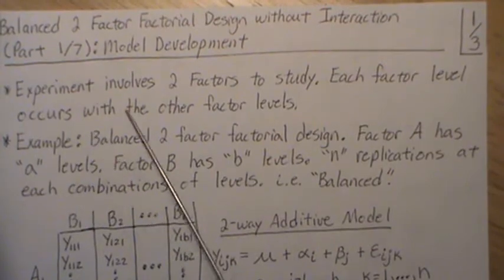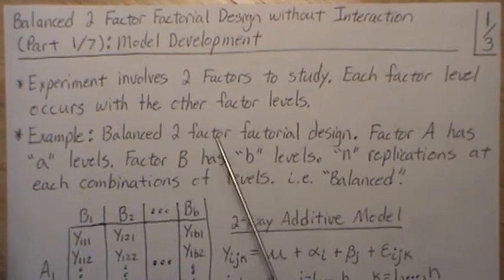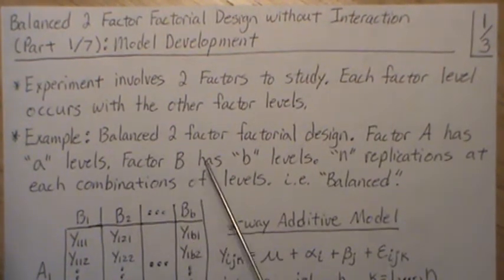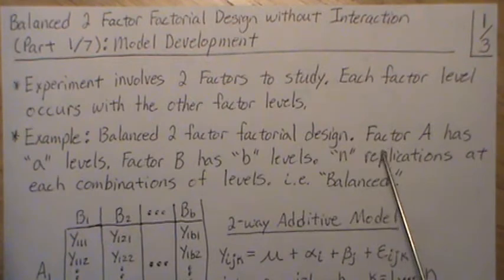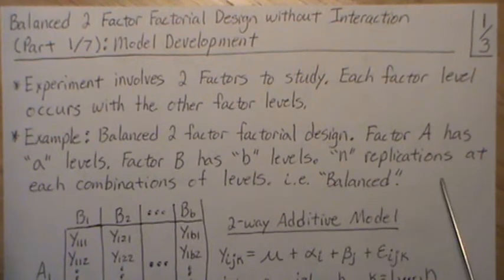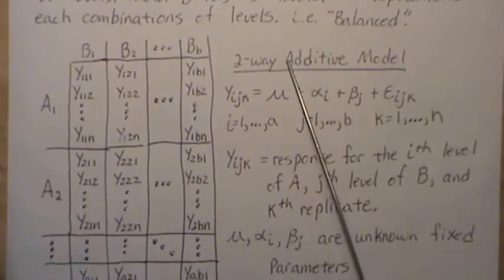Now, the experiment involves two factors to study. Each factor level occurs within the other factor levels. A simple example is a balanced two-factor factorial design. Factor A has a levels, factor B has b levels, and there are n replicates at each combination of the levels. So maybe a simple example would be this.